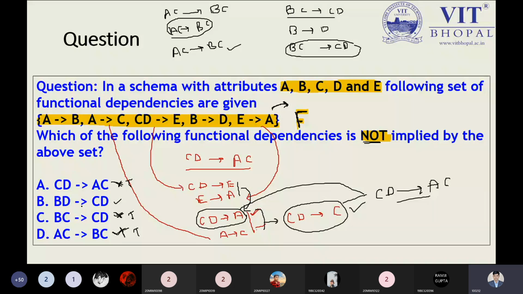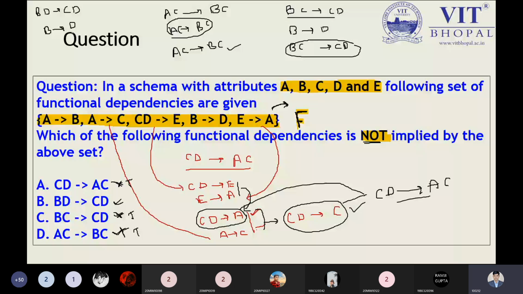Let us check BD determinant to CD. Is it possible to make the dependency or not? So let us check. BD determinant to CD. You can observe over here, if I need to choose BD determinant to D, I can add C only, but on both ends I need to add the same attribute. So this cannot stand. What is the other option I can choose over here?